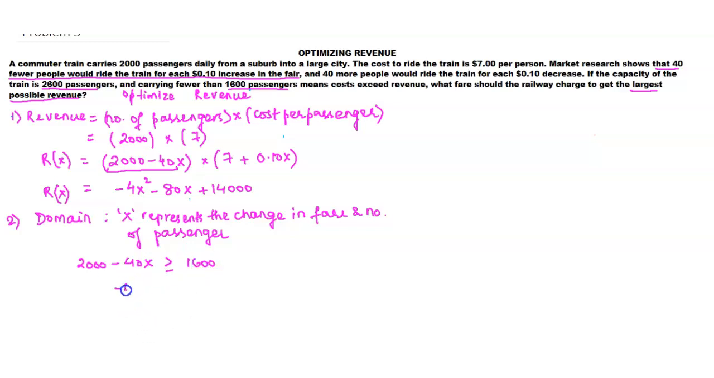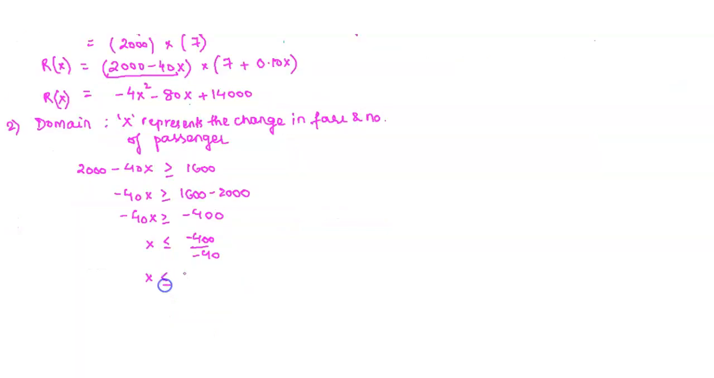If we put it here and try solving this equation, this is how the equation would look: 1600 minus 2000. And now I isolate my x. I get minus 400, which means my x is going to be equal to... because I'm going to be dividing by a negative and this is an inequality, so the sign of inequality flips. I'm going to be left with minus 400 divided by negative 40, so my x should be less than or equal to.